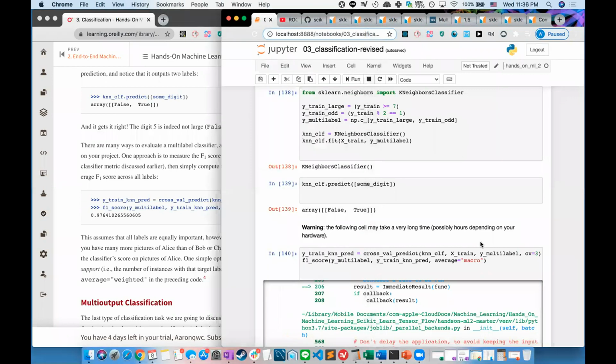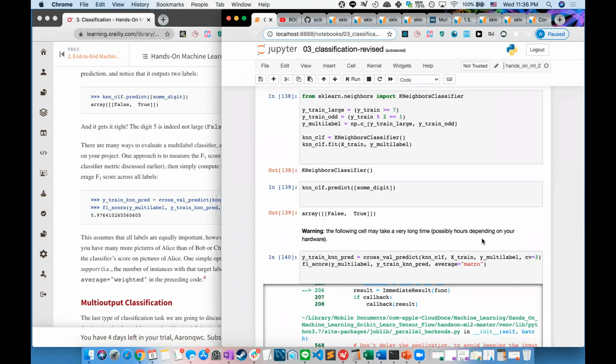So is it that the cross-val predict function is inherently slow, or is it that there is so much data, or are we dealing with image data? So what is the reason for this? Any idea on that? Why is the cross-val predict function so slow?